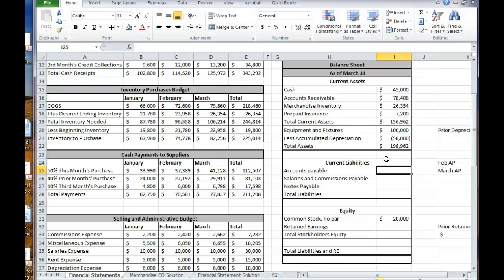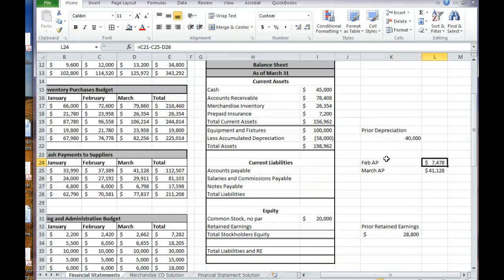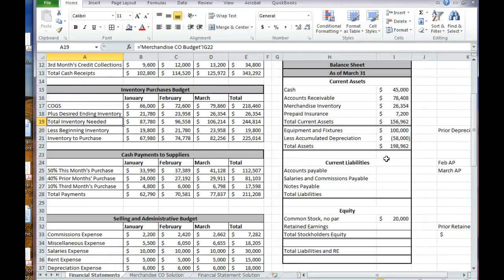All right, now we have accounts payable. Where do we get the accounts payable? Well, remember we calculated a couple videos ago over here. You got your February and your March. If we go over to your inventory purchases budget and your cash payments to suppliers, right? We know we're going to purchase in January $67,800, and we're going to pay it off in 3 months. 33 plus 27 plus 6 will be your 67. So we don't have to pay anything left on there.